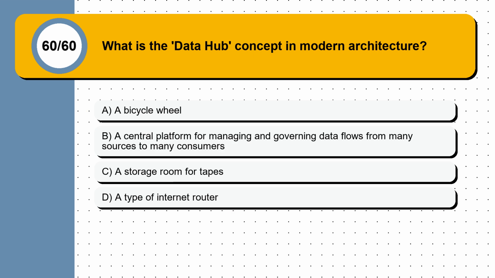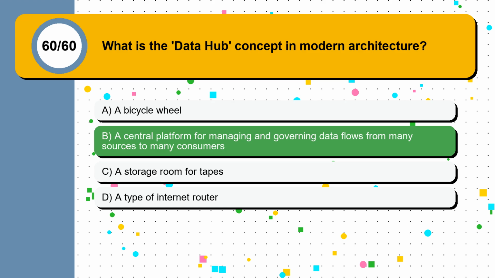Question 60. What is the data hub concept in modern architecture? Option A, a bicycle wheel. Option B, a central platform for managing and governing data flows from many sources to many consumers. Option C, a storage room for tapes. Option D, a type of internet router.